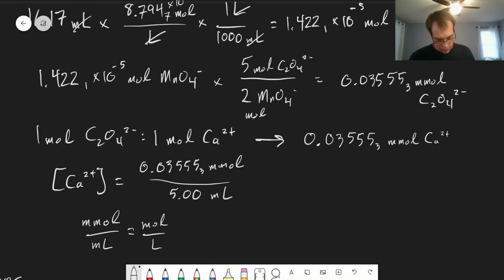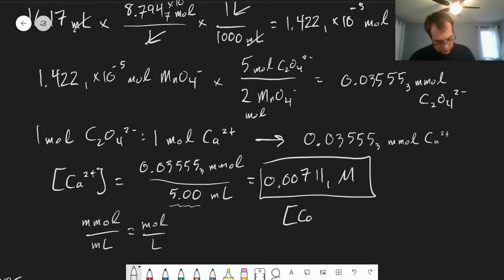We can do that, and that gives us a concentration of 0.00711 molar. We only have 3 significant figures because this number down here only had 3. We can carry 1 more digit here. So this is the concentration of calcium in the urine sample.